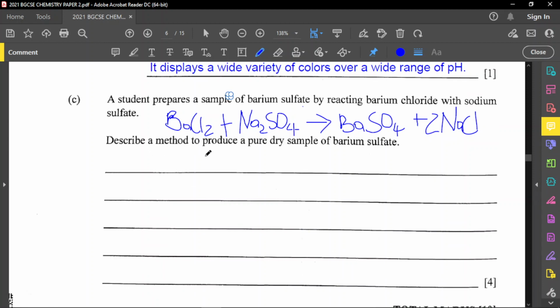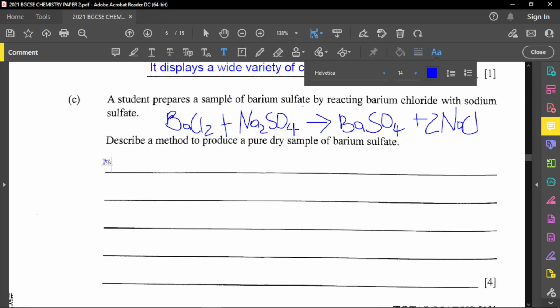But it said describe a method to produce a pure dry sample of barium sulfate. It didn't ask us for a chemical reaction. It's not a waste of time though, because we're still going to use this information to guide us. So barium sulfate is formed in this way, right? So I want to describe a method now to produce a pure dry sample of barium sulfate. What I need to know about barium sulfate is that barium sulfate is insoluble in water, right? So what I'm going to put here is at the first point.